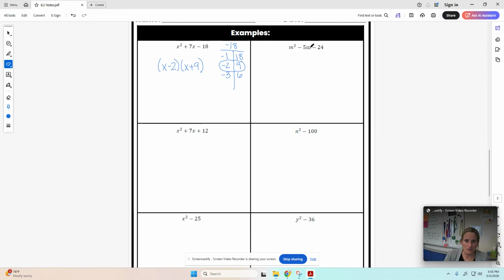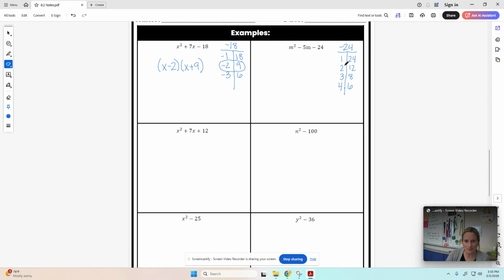So another example with a negative. So -24. I have to think of factors with opposite signs. So I have 1 and 24, 2 and 12, 3 and 8, 4 and 6, 5 is not a factor, 6 is already listed, so I know I have all my factors.